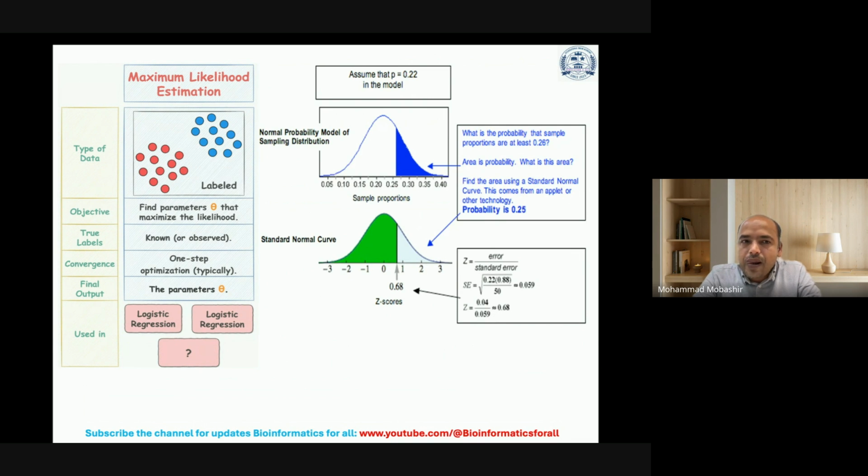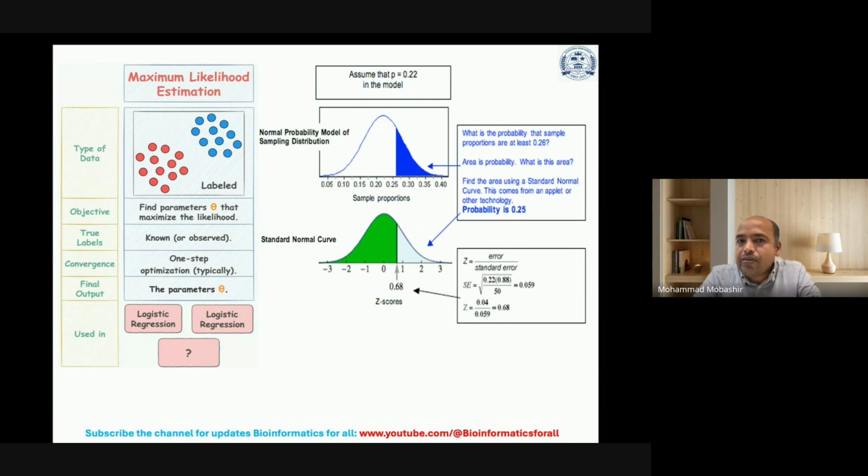Here you find the parameters that maximize the likelihood and then label them with the known or observed data. Then one-step optimization is required and then the final outcome, logistic regression, and if you want to apply it for some other purpose, then there will be other kinds of approaches.